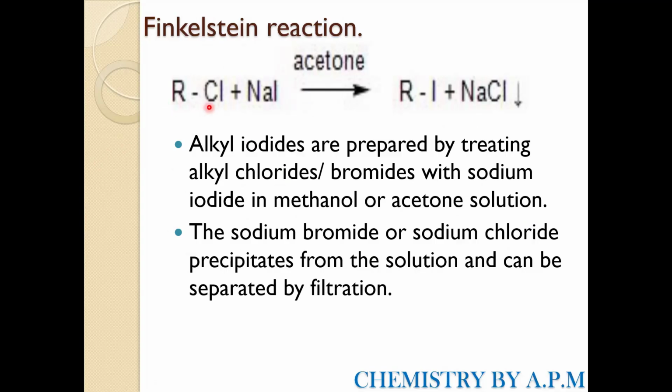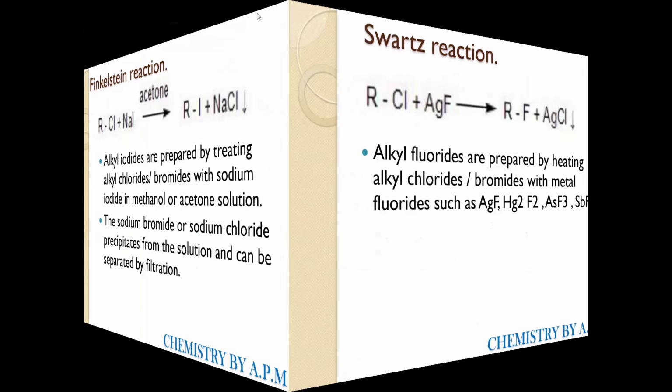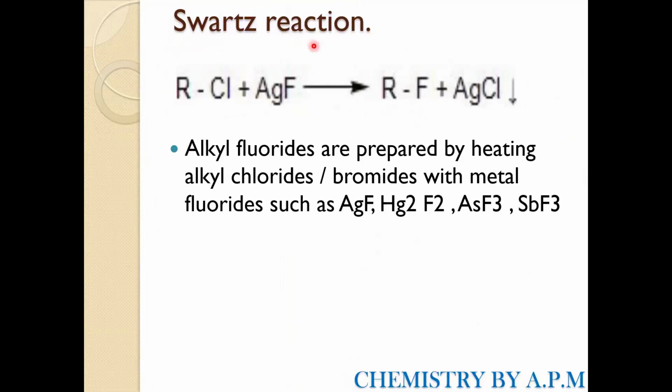So you just have to write: when R-Cl is treated with NaI in the presence of acetone or methanol as a solvent, you are going to get R-I and NaCl as a precipitate or byproduct of this reaction. So a very simple and very easy reaction, the Finkelstein reaction. Next reaction is the Swarts reaction.